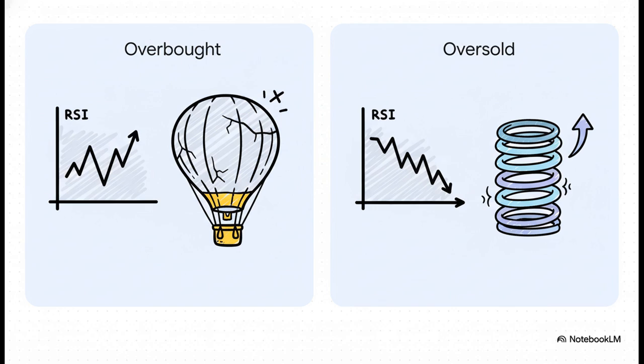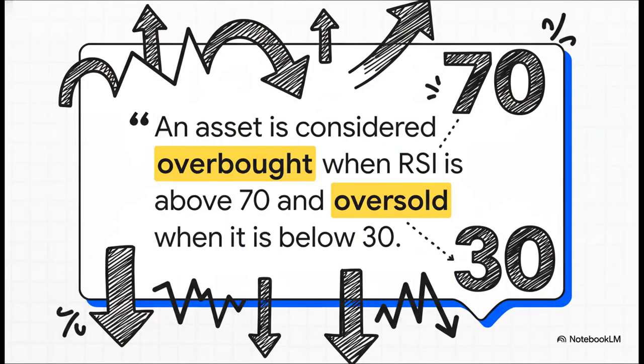On the flip side, when the RSI drops below 30, it's considered oversold. It's like a spring that's been compressed too much, suggesting the selling pressure is fading and a bounce might be coming. So if you take anything away from this, remember those two numbers, 70 and 30. They're like warning lights on your dashboard. Now, they don't guarantee the price is about to reverse, but they are absolutely the first critical sign that the market's momentum could be about to shift.